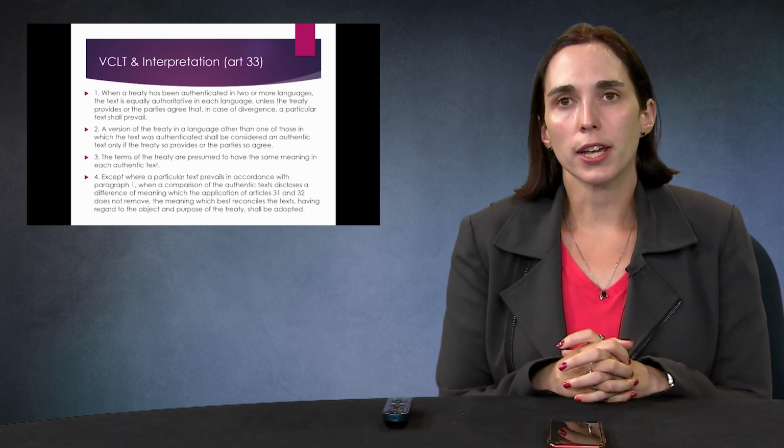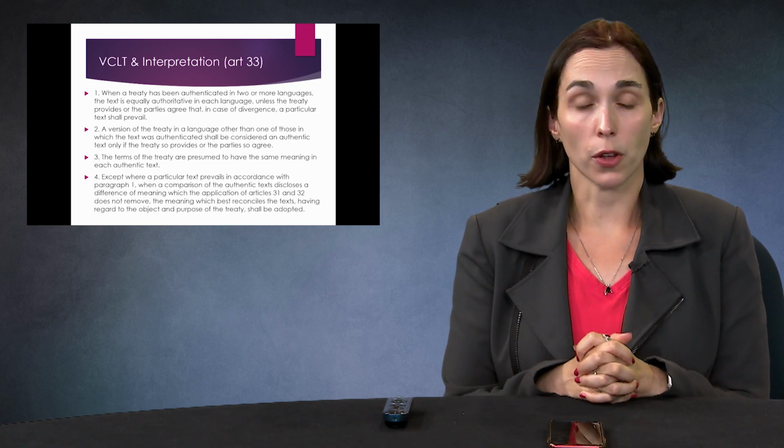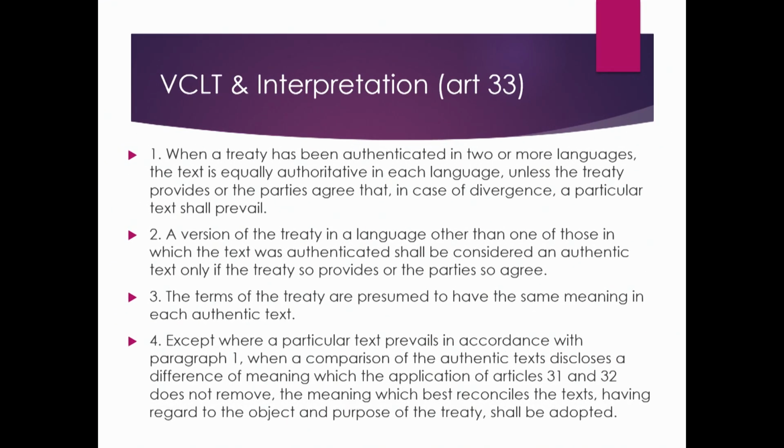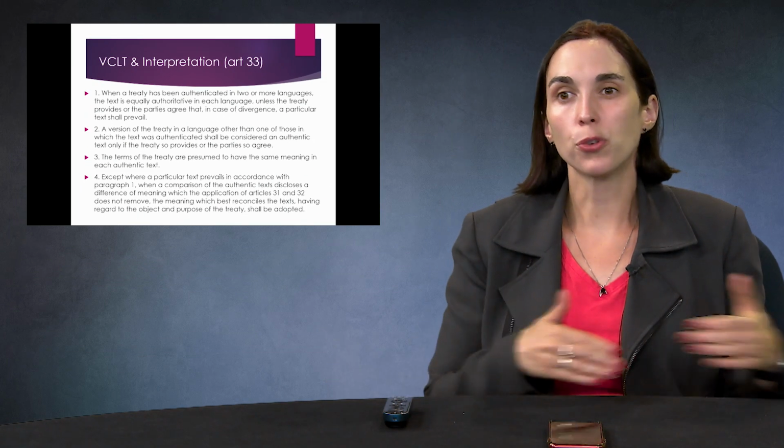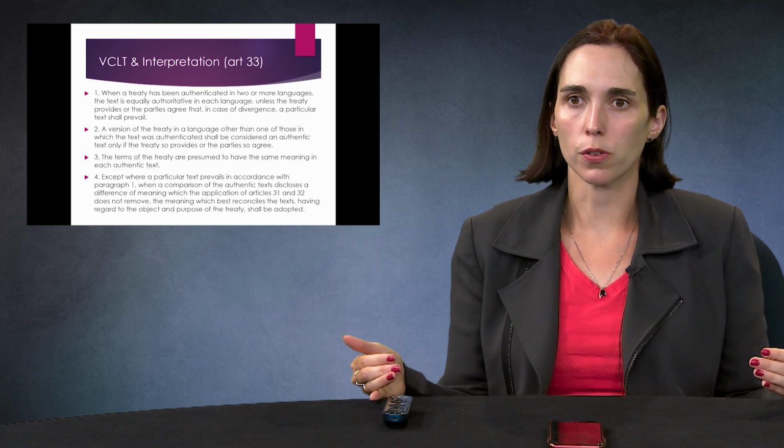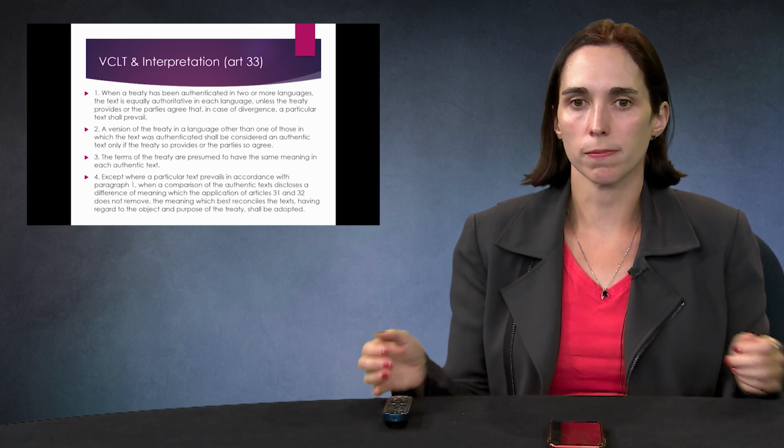Okay, and then Article 33 is relevant specifically to our space law treaties because when a treaty has been authenticated in 2 or more languages, the text is equally authoritative in all of them unless the treaty specifies that one version takes precedence over the others. So the Outer Space Treaty and its progeny are authenticated in all 6 UN languages, and so all 6 versions are equally authentic. Thus, if you have a different word across each language, you need to take into account a meaning that is most harmonious among the language used in all 6 versions.